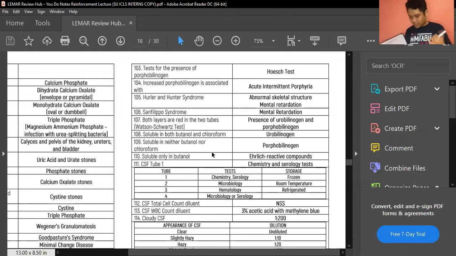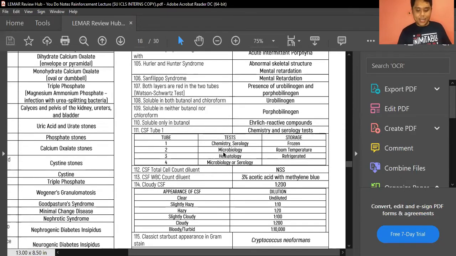Okay. So we go now to the other body fluids. Very short, other body fluids. You have CSF, of course. CSF tube 1 is for chemistry and serology. And again, take note of the storage temperature. Your chemistry or serology is frozen. Tube 2 is kept at room temperature for microbiology. And then for the third tube, you have hematology.